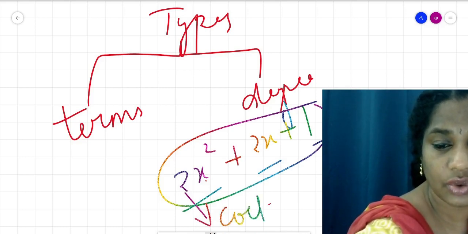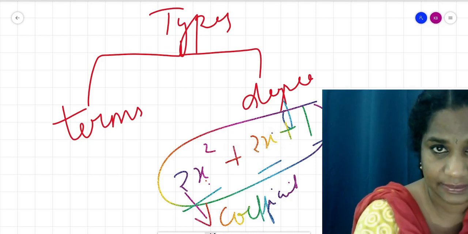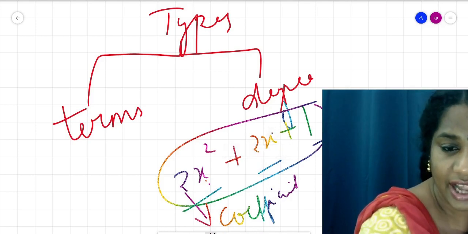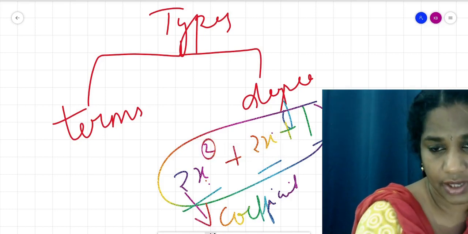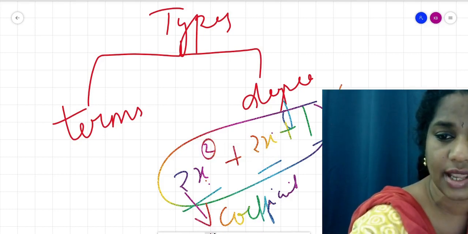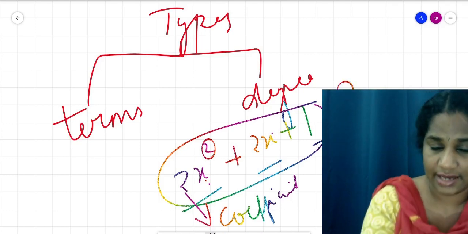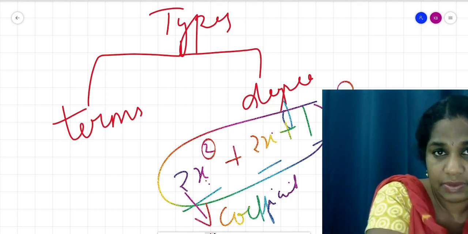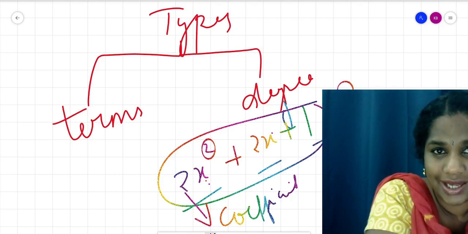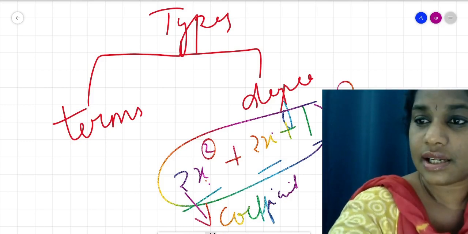Coefficient. 2 is the coefficient of x square. 2 is the coefficient of x. And 2 is the power. Now if I say 2x square plus 2x plus 1 is equal to 0, when there is a left hand side and right hand side, the expression will become an equation. Clear? Okay, so I think terms is clear to you.